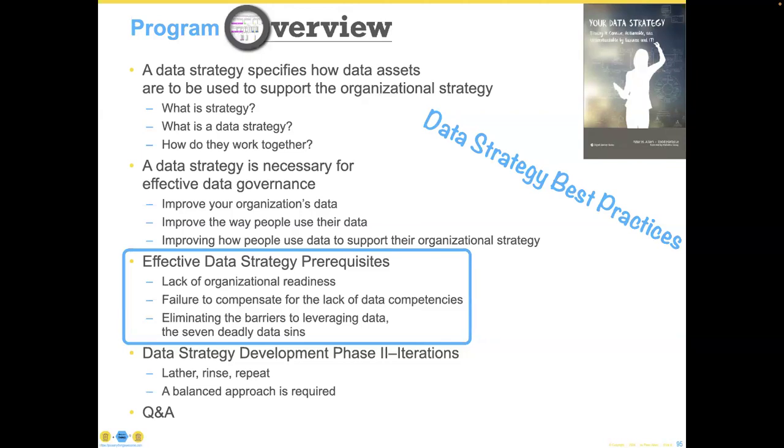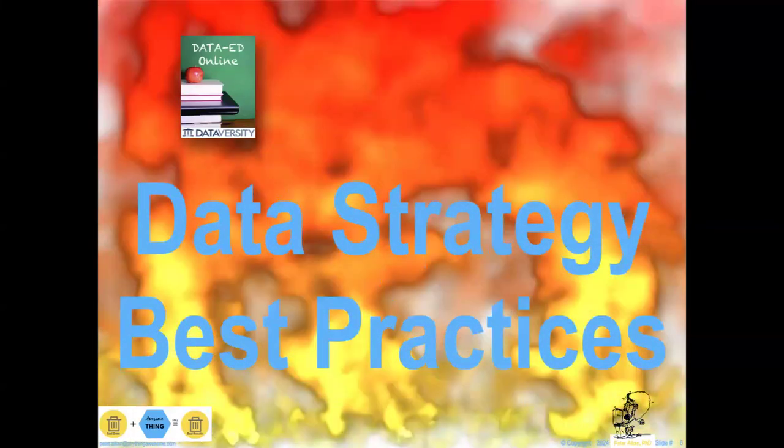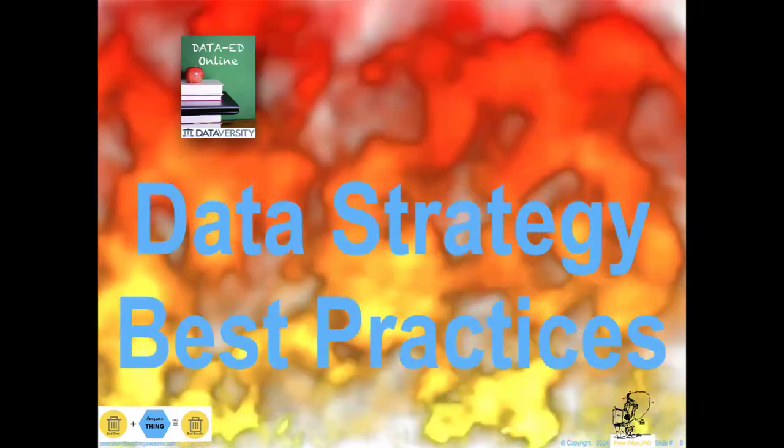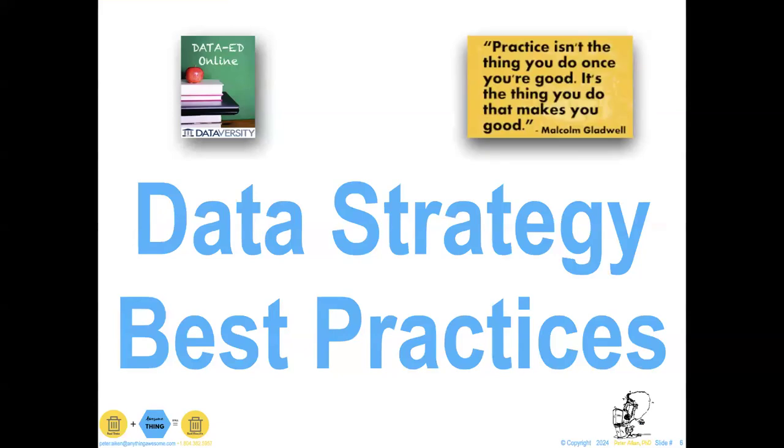You want to go back to where I was at the beginning. What gets you to Carnegie Hall? Practice, practice, practice. It's the thing that you do that makes you good, as opposed to, let me get back to Malcolm, make sure I quote him correctly. There we go. Practice isn't the thing you do once you're good, it's the thing you do that makes you good. And that's really the key.